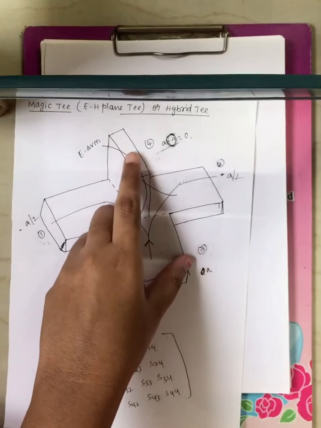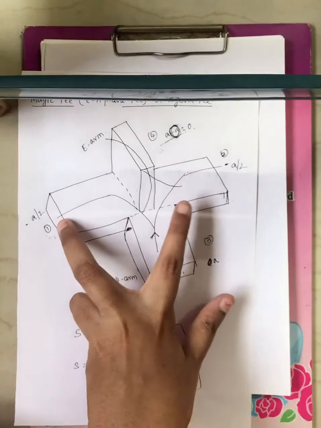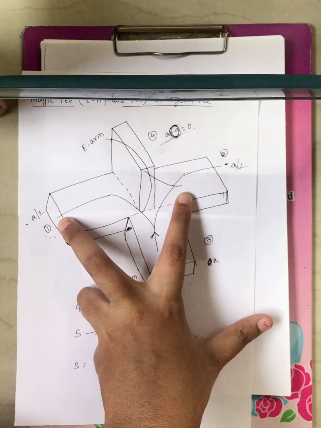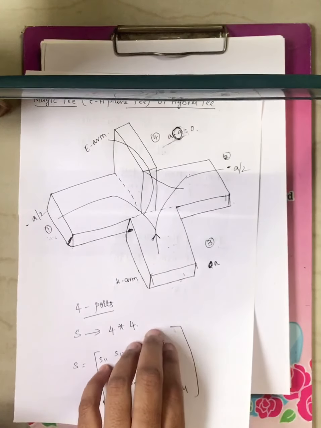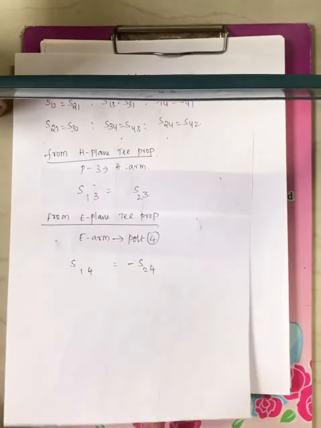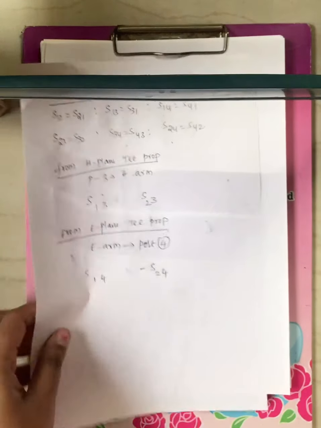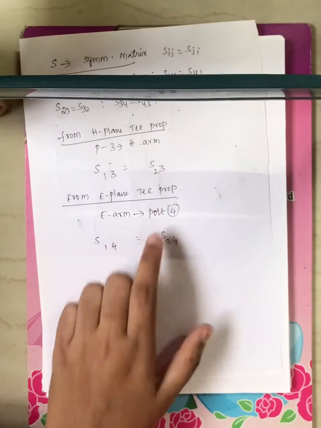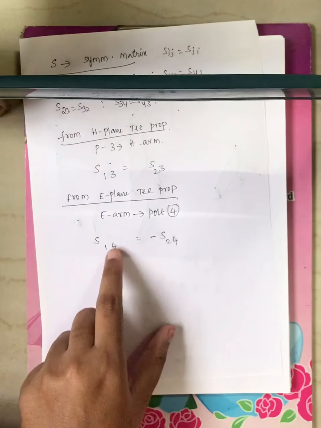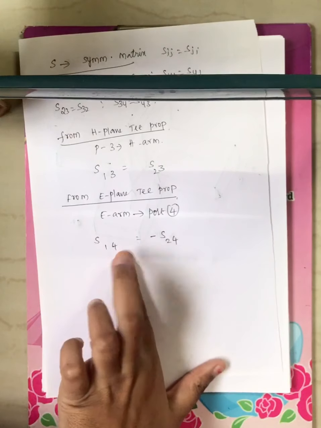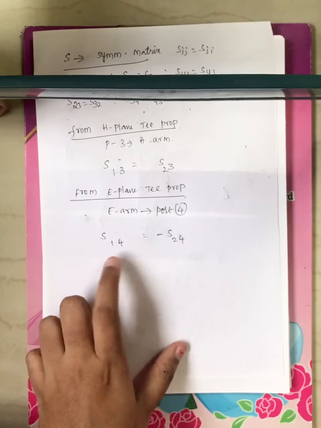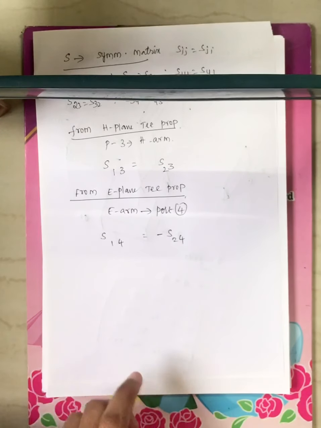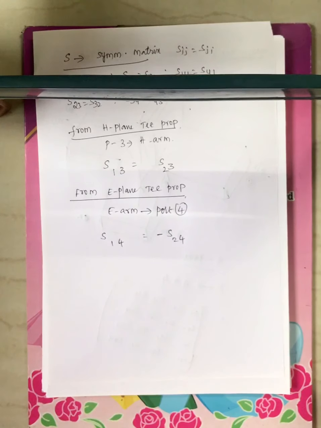In the E plane T, if I give input power from this particular E arm, output power you will get from port 1 and port 2, which are out of phase by 180 degrees, and this phase shift you are getting because of the change in the electric field line direction. That's why S14 equals minus S24. From the E plane T property, the E arm is your port 4, right? If I give input power from the E arm, output is collected at port 1 and port 2, which are out of phase by 180 degrees. That's why S14 equals minus S24, right?